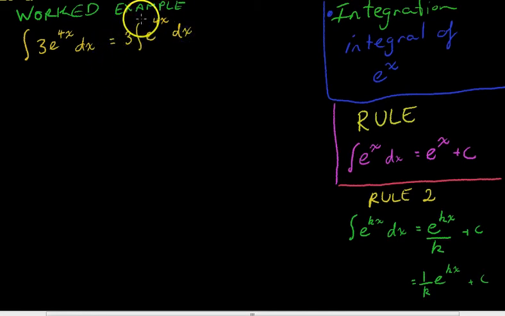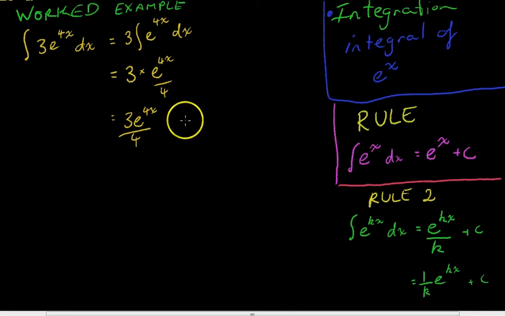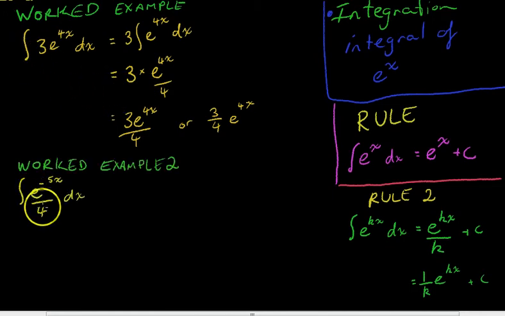So now it says 3 times the integral of e to the 4x. Now applying our rule, that's going to be 3 times e to the kx, that's e to the 4x, over 4. That whole thing ends up looking like 3e to the 4x over 4. You might also see it expressed as 3/4 e to the 4x. They're both the same thing. So there's a fairly straightforward worked example. So let's try this one here.